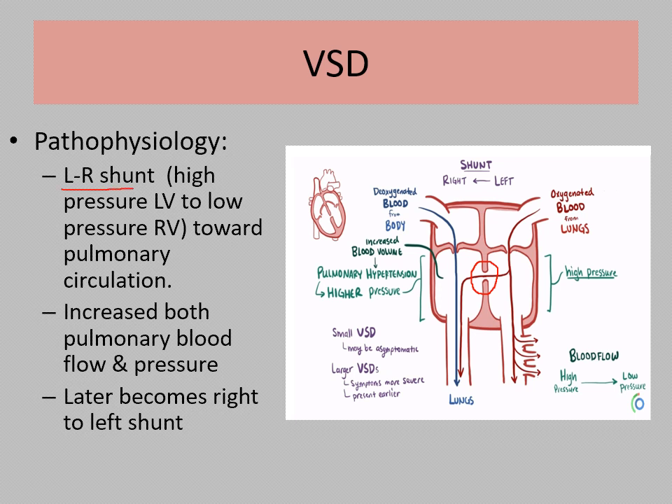So there will be a left to right shunt, which is high pressure here, causing the blood to flow toward the low pressure circulation of the right ventricle. So when the oxygenated blood from the lungs, rather than going to the aorta completely, because of the high pressure over here and the gap over here, some of the blood will go back to the lungs. So oxygenated blood from the lungs goes back to the lungs, causing an increased pulmonary blood flow and pressure, because a lot of blood is going to the lungs.